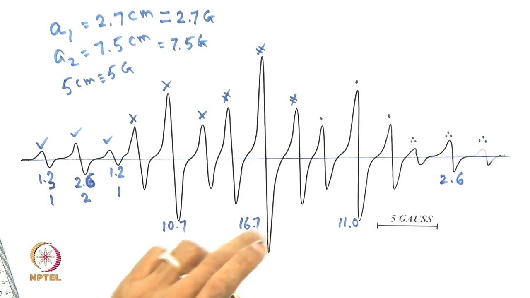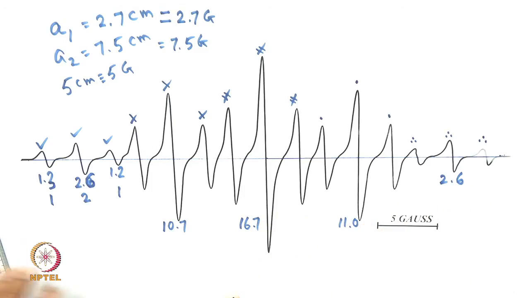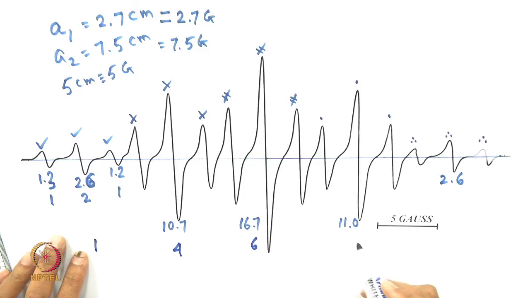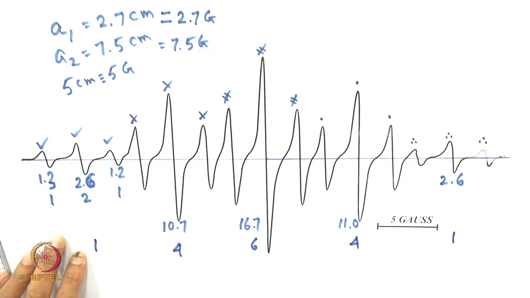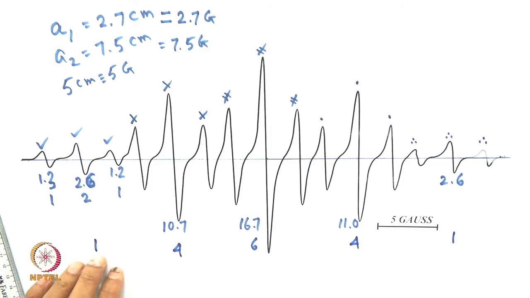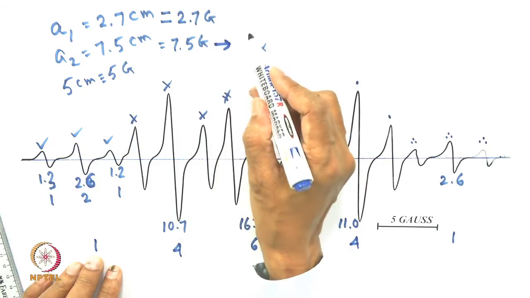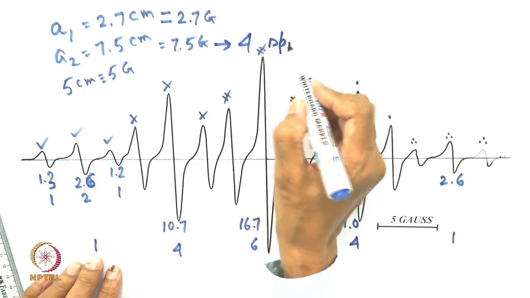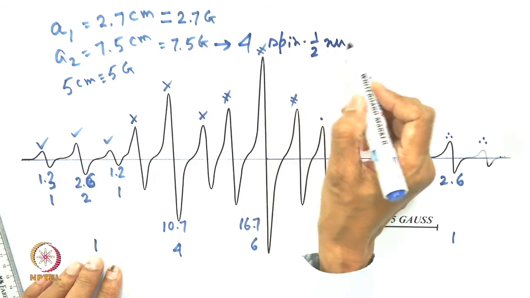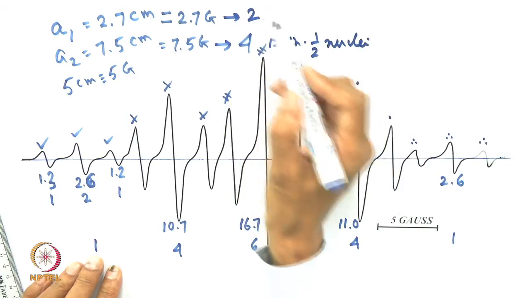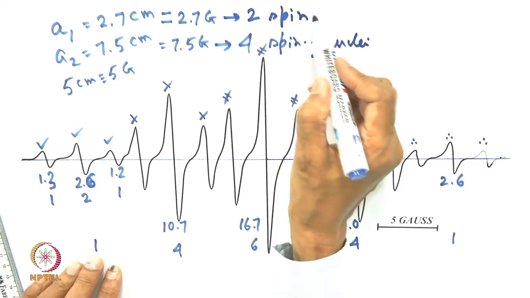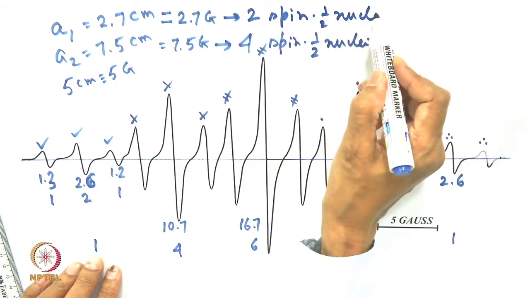Now here between this, this, this, this, and this, the relative intensities turn out to be, if you divide by 2.6 all over, then this becomes 1, 4, 6, 4, 1. So, again this pattern is familiar, this comes from Pascal triangle of 4 equivalent spin half nuclei. So, what I have here is that this corresponds to 4 spin half nuclei and this corresponds to 2 spin half nuclei.